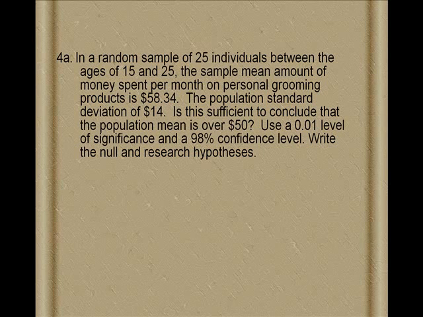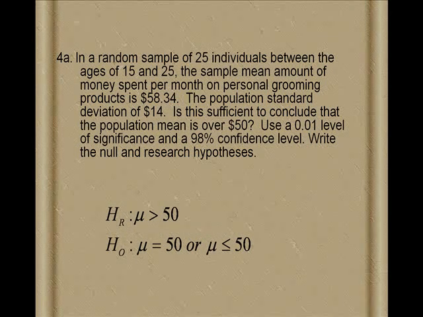So we'll know if we have enough evidence to conclude that the population mean is over 50, and so we're going to write our research and null hypotheses. And the research hypothesis, the population mean is over 50, translates to mu greater than 50. And our null hypothesis, mu equal to 50, that's what it'll look like on our sampling distribution when we show the p-value.